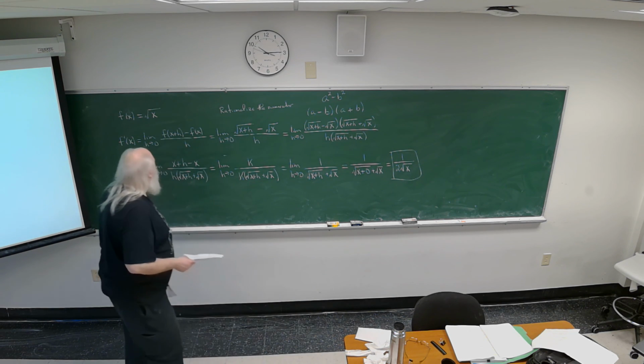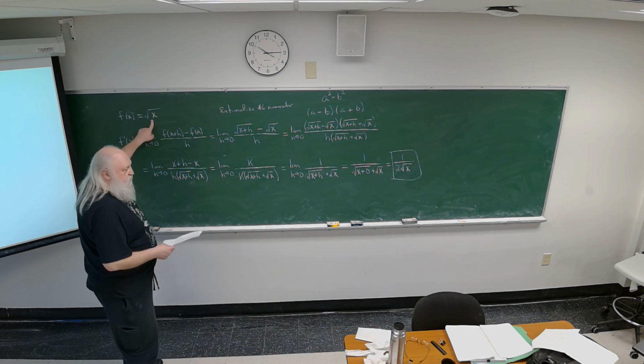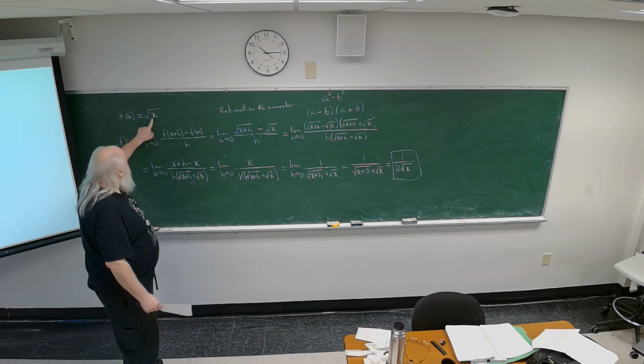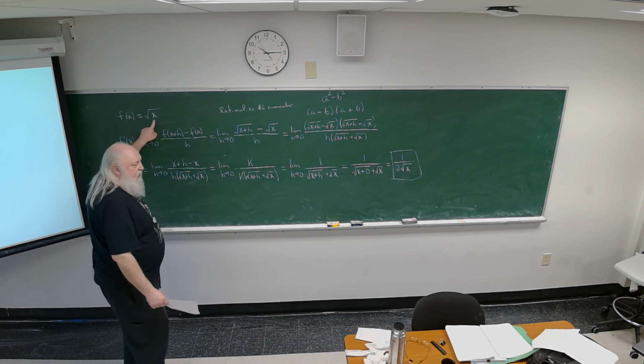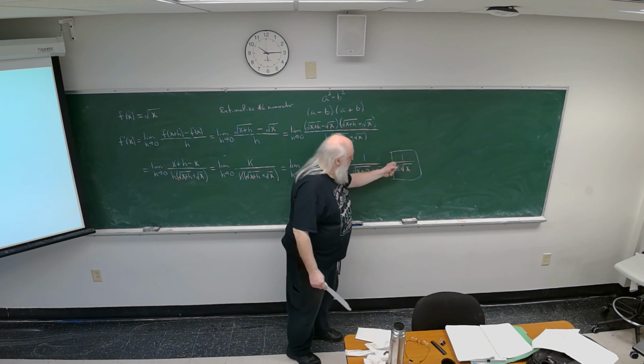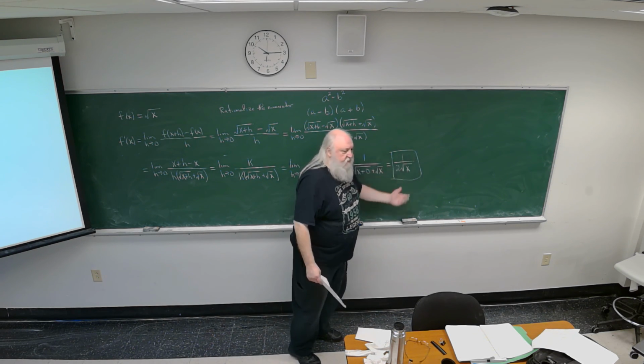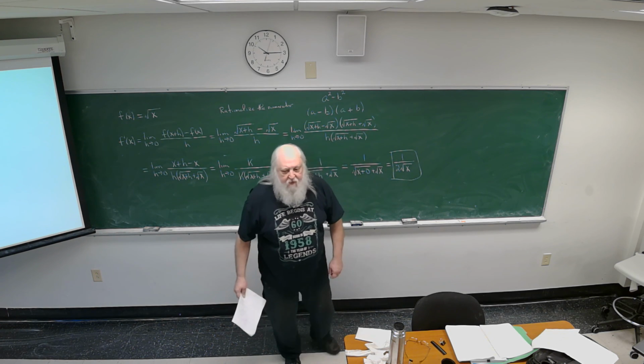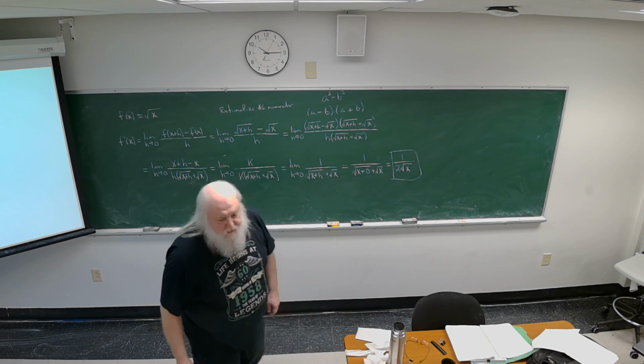So if you want to know for the square root function what the slope of the curve is at a particular value of x, you just put that value of x into the fraction over here. That tells you what the slope of the curve is at that value of x, how steep it is.